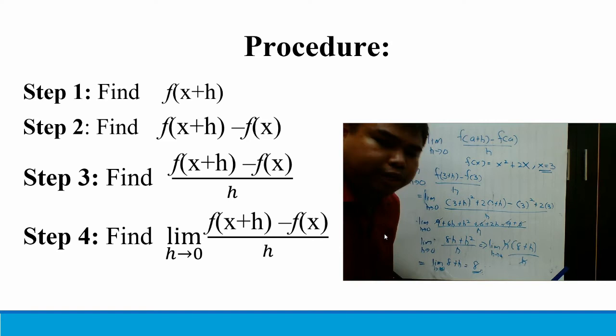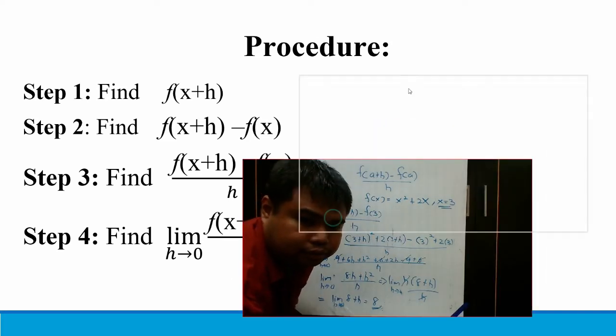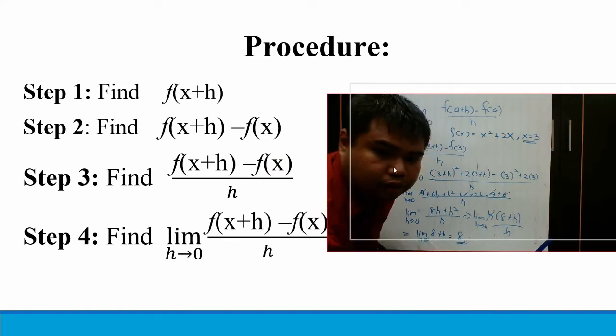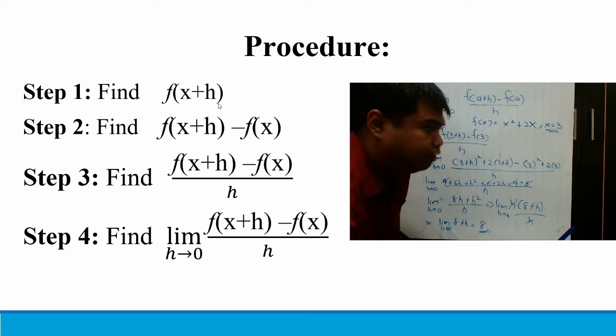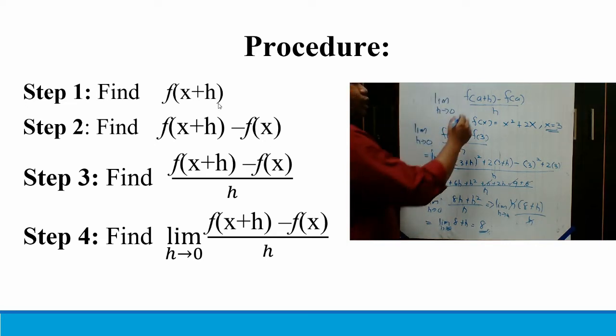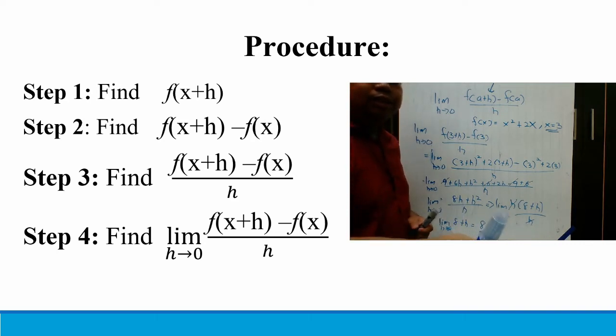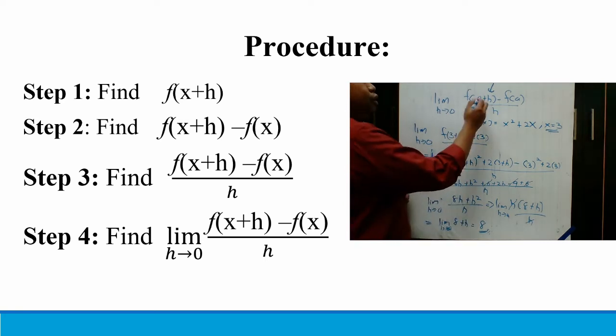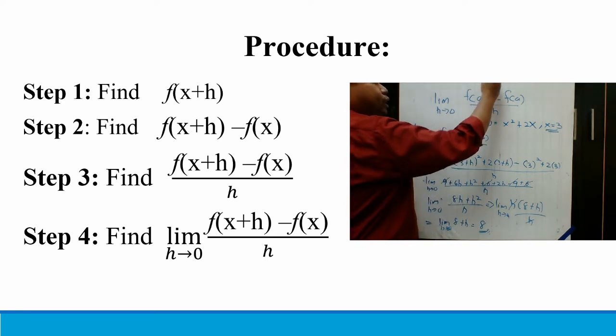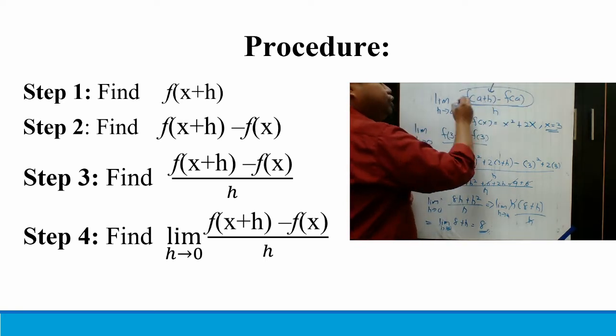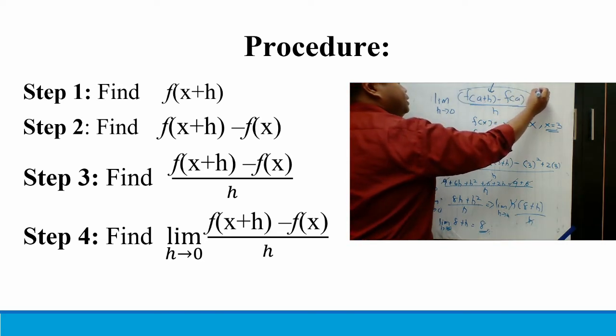Please look at the screen. First, you need to find f(x), this one, the first step. And second, you find f(x+h) minus f(x). After you find this one for the first step, then you find all of this for the second step.